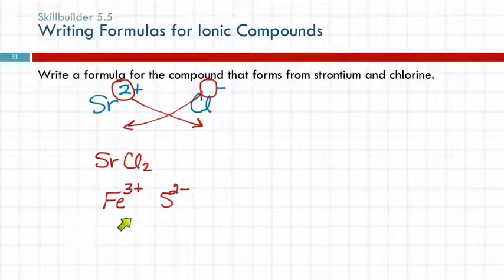Okay, so if we're looking at these two ions, and we do that crisscross thing, the 3 comes down here, the 2 comes down there. What do we end up with?